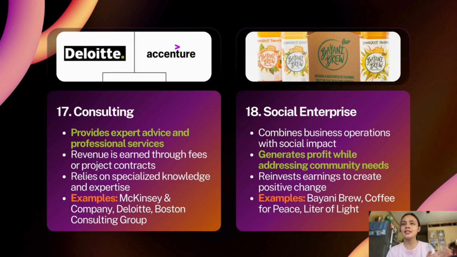So, next is lastly, the social enterprise. Social enterprise focuses more on the well-being of a community. So it combines business operation with social impacts. It generates profits na yung profit na yon i-address yung mga community needs. So it attracts many customers because it is for a cause. This kind of business model attracts customer dahil merong magagawa yung business na yon. It is for them to help the community's well-being. So examples are Bayani Brew, Coffee for Peace, and the Litter of Light.